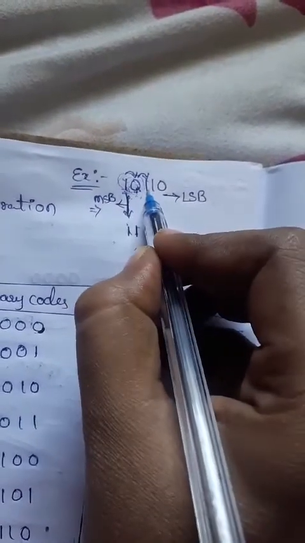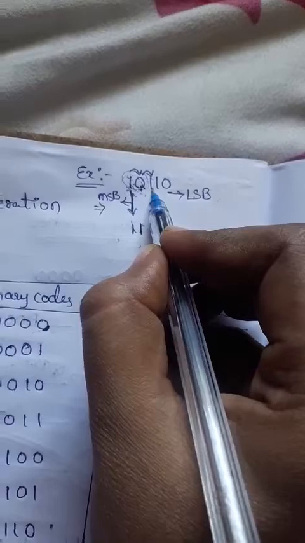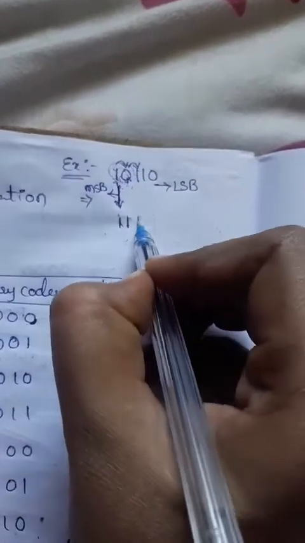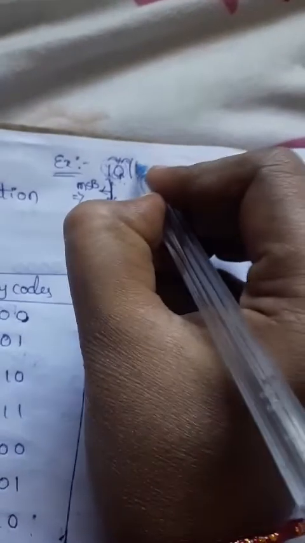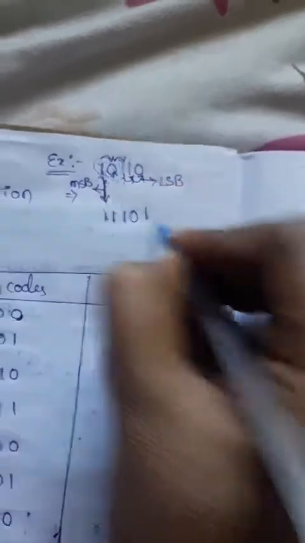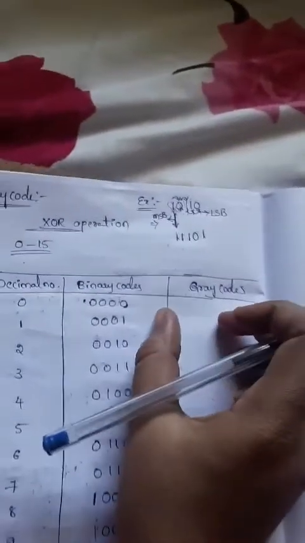And after that, next is 0 1. 0 1 has an odd number of ones, meaning any one of the bits is high, then the output is high. Next, these two bits: 1 1 under XOR is 0, and 1 0 under XOR is 1. Like this we can follow to convert binary code to gray code.